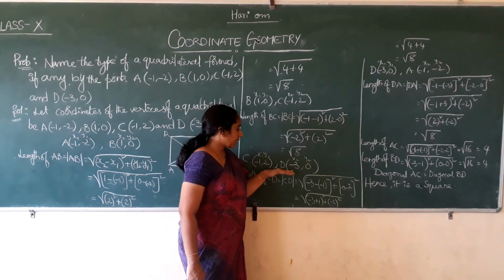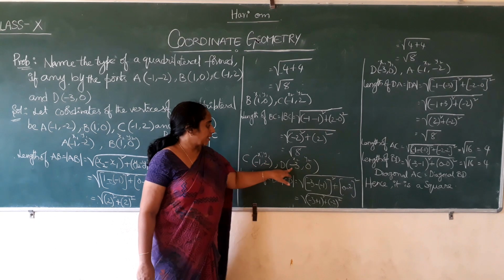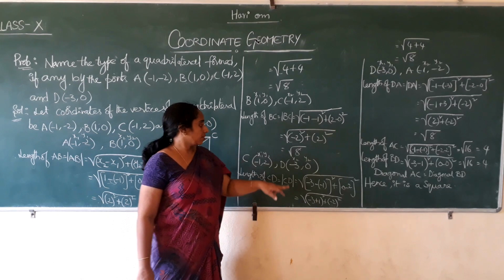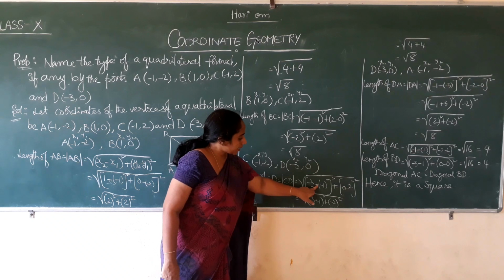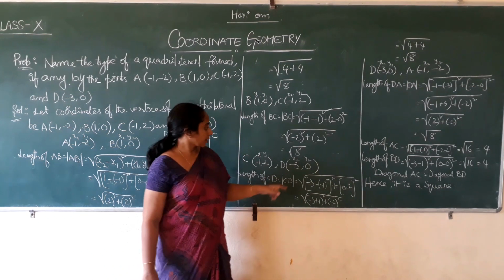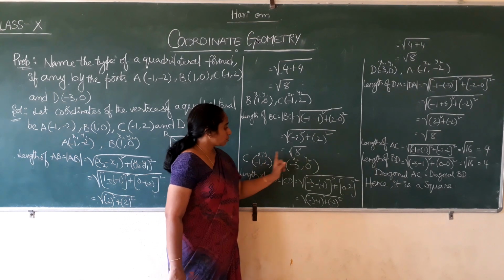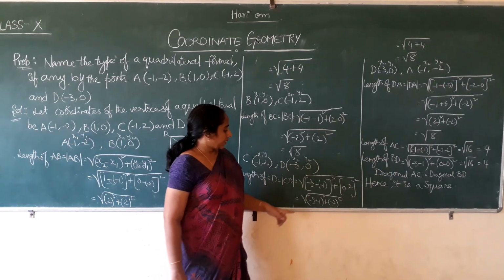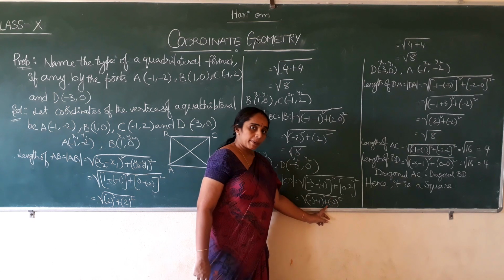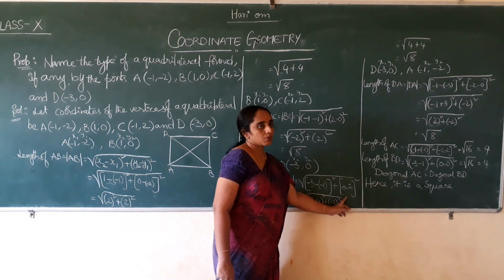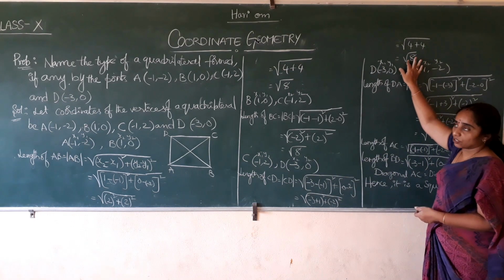Next one is length of CD. C minus 1 comma 2, D minus 3 comma 0. Here x2 minus x1 minus 3 minus of minus 1 whole square, y2 minus y1 0 minus 2 whole square. It is minus 3 minus of minus plus 1 whole square plus minus 2 whole square. It is 4 plus 4 root 8 units.